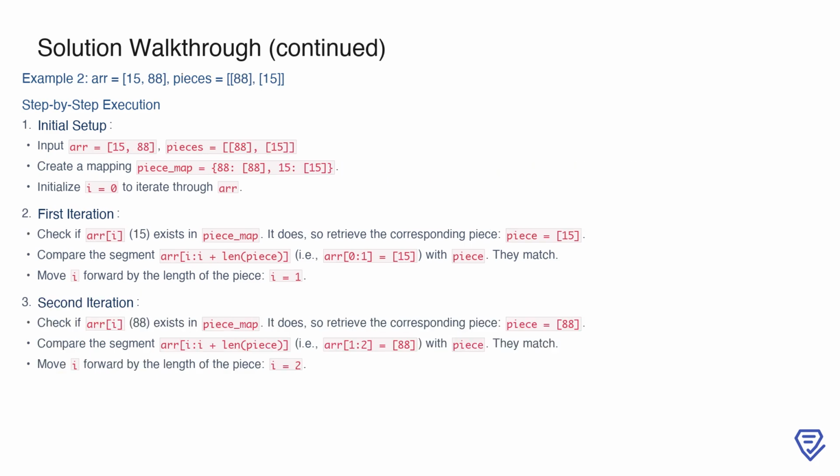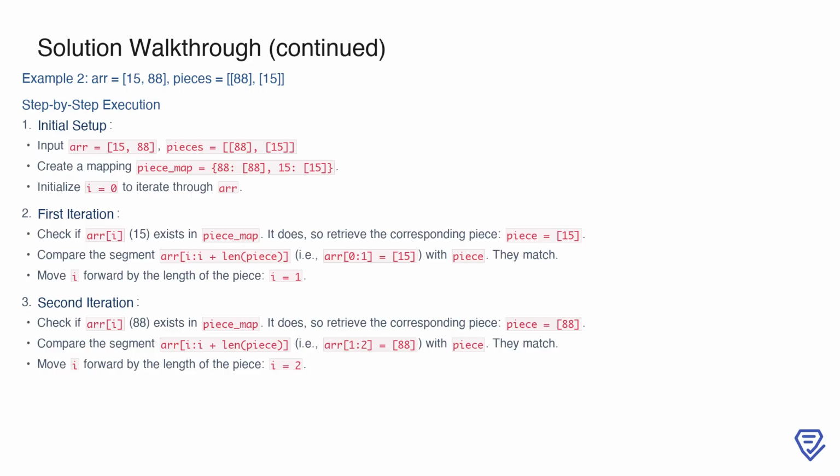Now let's look at example 2, where ARR equals [15, 88] and pieces equals [[88], [15]]. First, we create the piece_map, which becomes {88: [88], 15: [15]}, based on the pieces given. We again initialize I equals 0 to start iterating through ARR. In the first iteration, we check if ARR[I], which is 15, exists in piece_map.